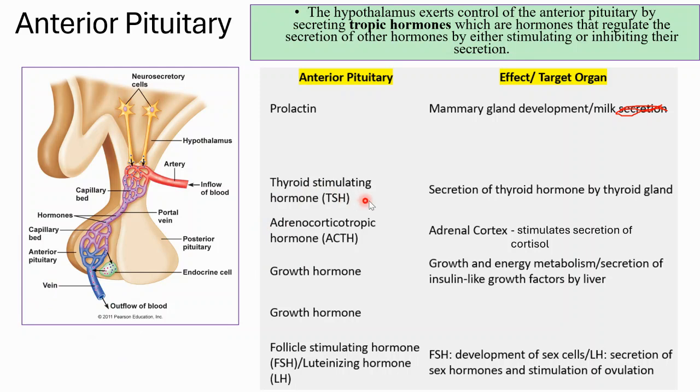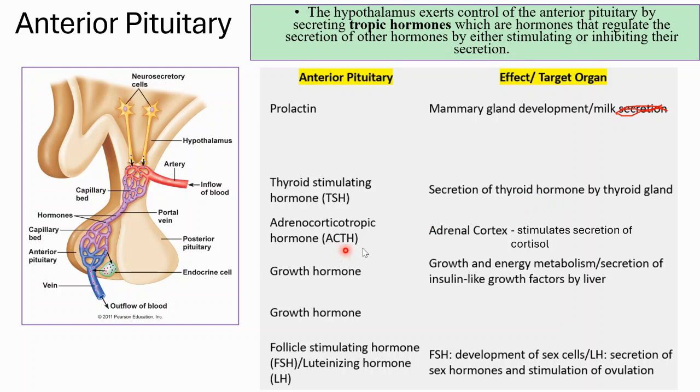Thyroid stimulating hormone is going to cause secretion of the thyroid hormones by the thyroid gland. Now, I need you to make a note that when we're talking about thyroid hormones from the thyroid gland, these are T3 and T4. Not calcitonin. I know calcitonin comes from the thyroid gland, but it has to do with calcium regulation. These thyroid hormones are also known as metabolic hormones. Again, T3 and T4, we'll talk about those in a minute.